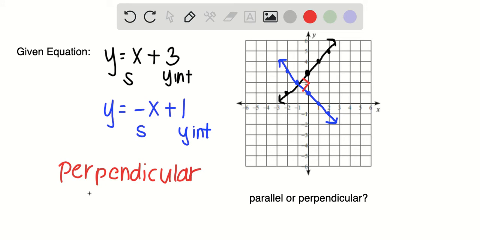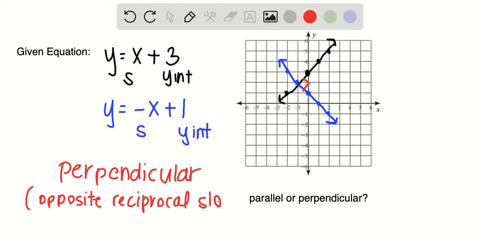You can also say they're perpendicular because they have opposite reciprocal slopes. Meaning the first slope was 1 over 1, the second slope was negative 1 over 1. All a reciprocal means is they have flipped the numerator and the denominator, and opposite means one is positive and the other is the negative version.